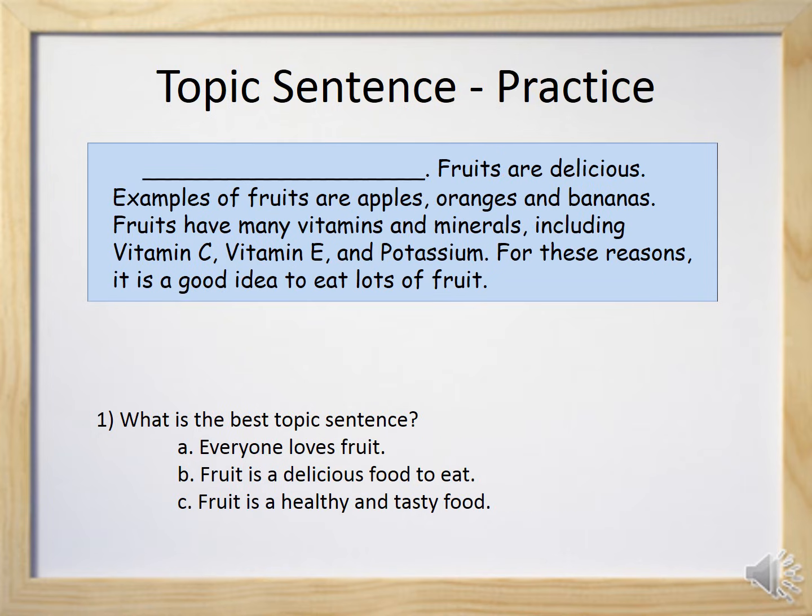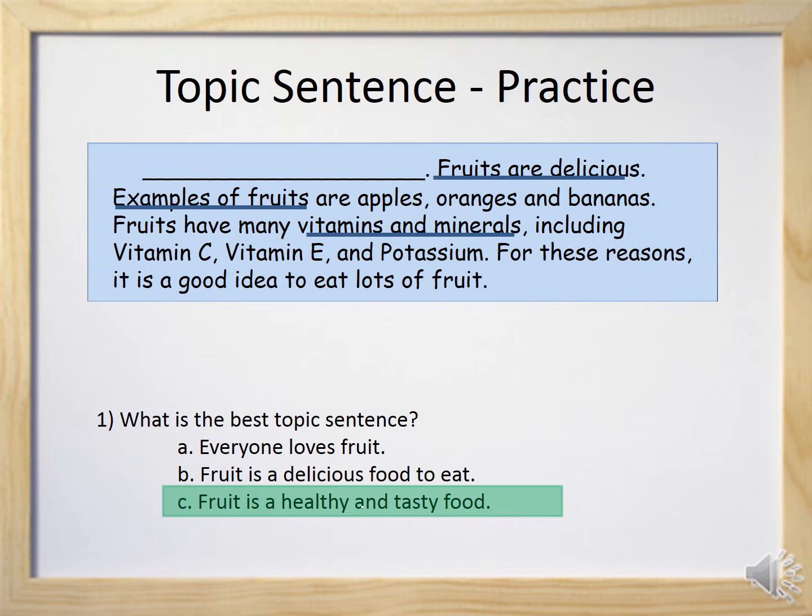Now let's check our answers. Question 1. What is the best topic sentence? The answer is C. Fruit is a healthy and tasty food. How do we know that C is the correct answer? To know, we look back at the detail sentences. Detail sentence 1 tells us fruits are delicious. Detail sentence 2 gives examples of fruits. And detail sentence 3 tells us that fruits have many vitamins and minerals.